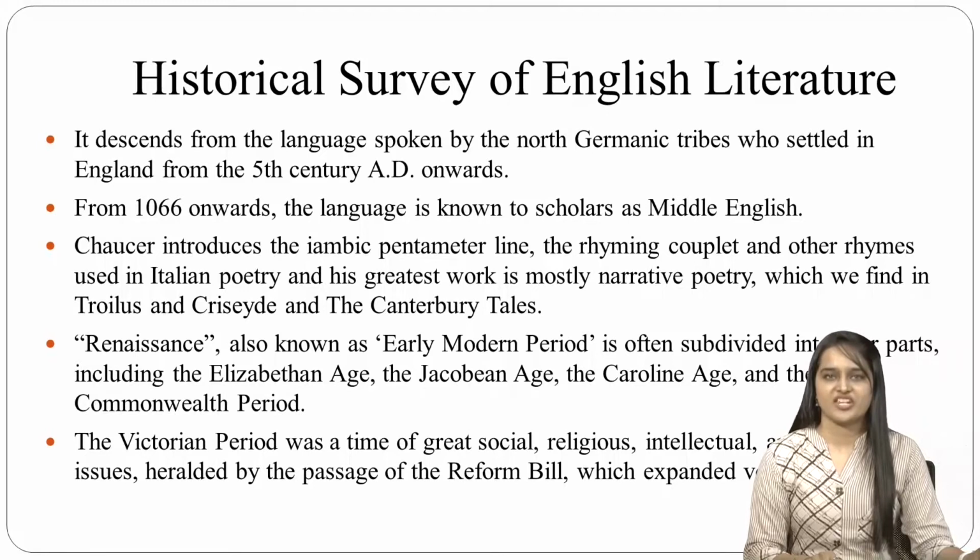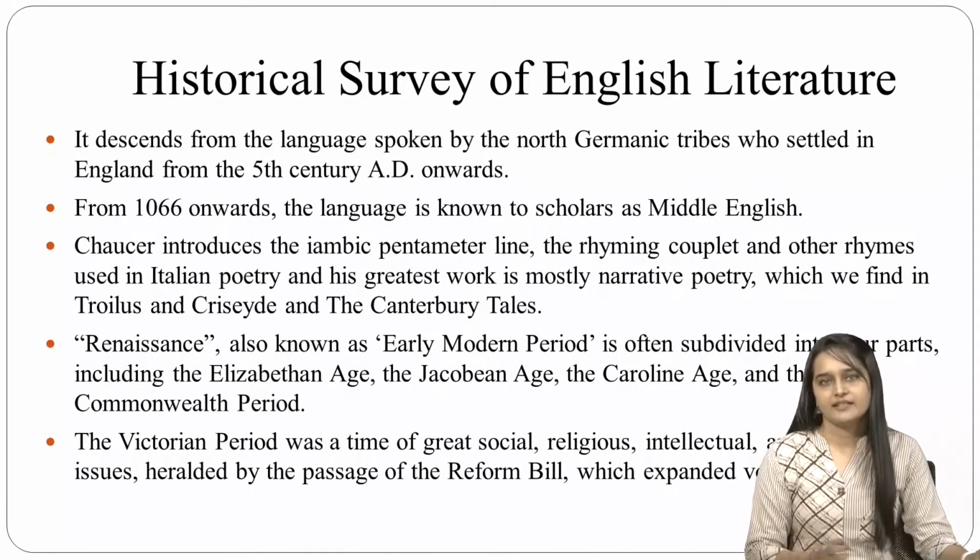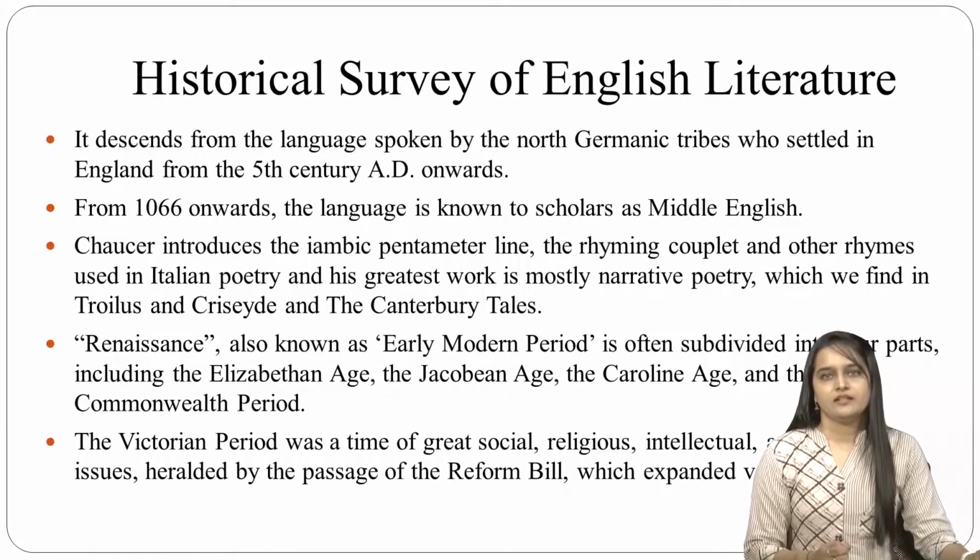Ideas and themes from French and Celtic literature appear in English writing at about this time. But the first great name in English literature is that of Geoffrey Chaucer. Chaucer introduces the iambic pentameter line, the rhyming couplet, and other rhymes used in Italian poetry, and his greatest work is mostly narrative poetry, which we find in Troilus and Criseyde and the Canterbury Tales. The Middle English period sees a huge transition in the language, culture, and lifestyle of England and results in what we can recognize today as a form of modern English. This period is home to the likes of Chaucer, Thomas Malory, and Robert Henryson.